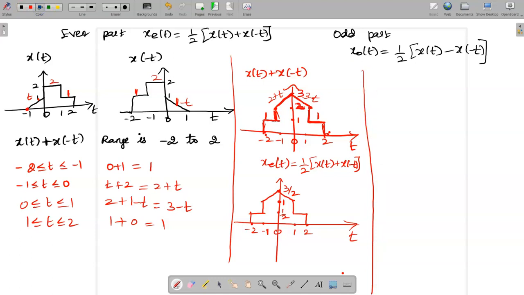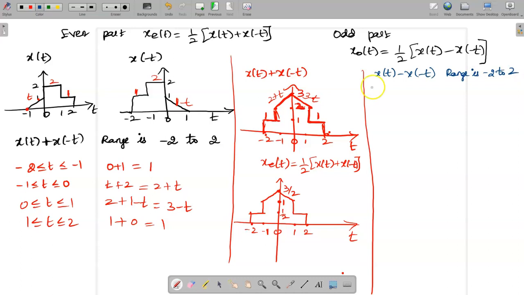So for the odd part, again we have to find what are all the values of x of t minus x of minus t. Since you have x of t minus x of minus t, first let us find out what are all these values. Again the range is minus 2 to 2.